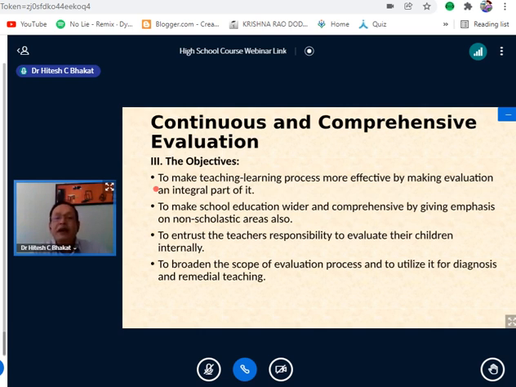So here the objective is to make the teaching learning process more effective by making evaluation an integral part of it. And to make school education wider and comprehensive by giving emphasis on non-scholastic or co-scholastic areas also. And thus the teacher is responsible to evaluate the children internally, their attitude, all right, their social behavior, their leadership qualities, their positive attitude, all these things. Okay. So these are some of the objectives I thought I would share with you.